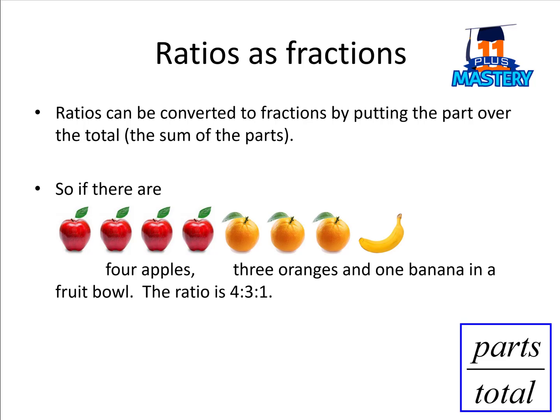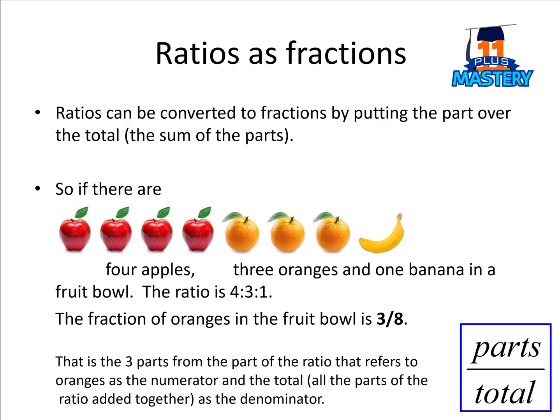So for the fraction of oranges, I look at the part of the ratio that relates to oranges, which is the 3, and that is my numerator or my top number. To work out my denominator or bottom number, I then need to add the parts of the ratio together. 4 plus 3 is 7, plus 1 is 8, giving a total of 8. So my denominator or bottom number is 8. So the fraction of oranges in the fruit bowl is 3 over 8, or 3/8. That is the 3 from the part of the ratio that refers to oranges, and the 8 from the sum of the parts of the ratio.